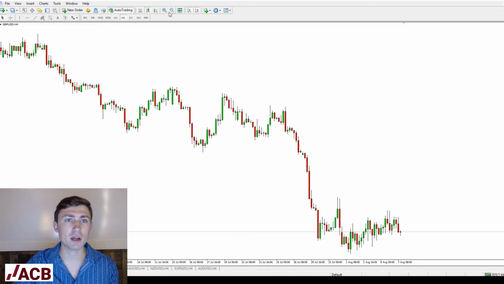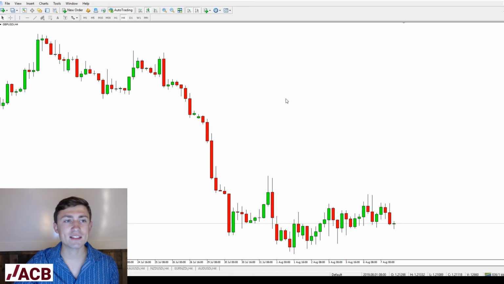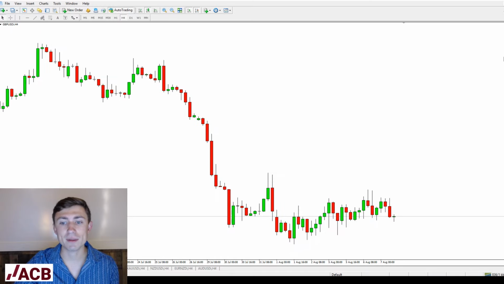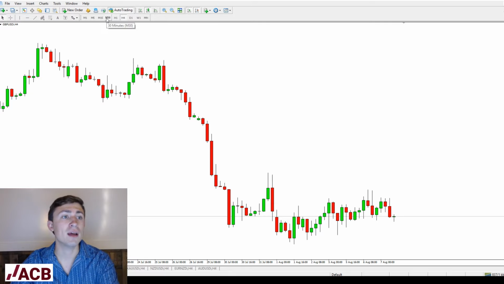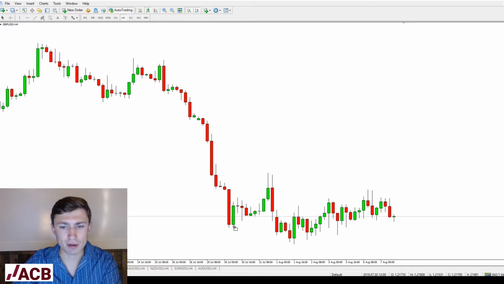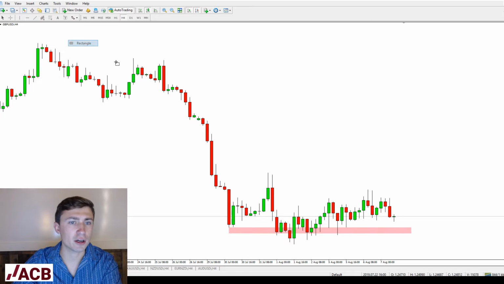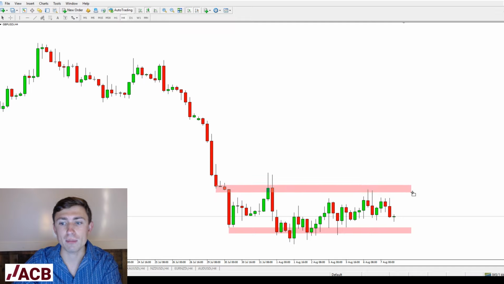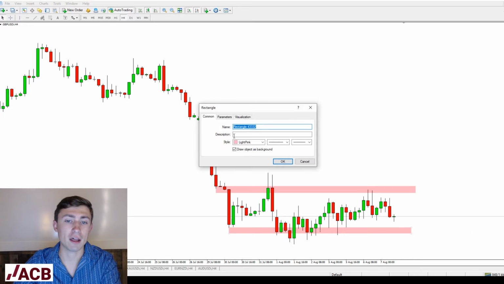GBP USD is going to be our next one for the day, guys. What we see is a continued choppy market environment that we were talking about in the last video on our market update sessions. If I go to my rectangle, you can see we are seeing an interesting little channel here going sideways, rather than what we've been seeing before, which was a very strong bearish move on the pound.